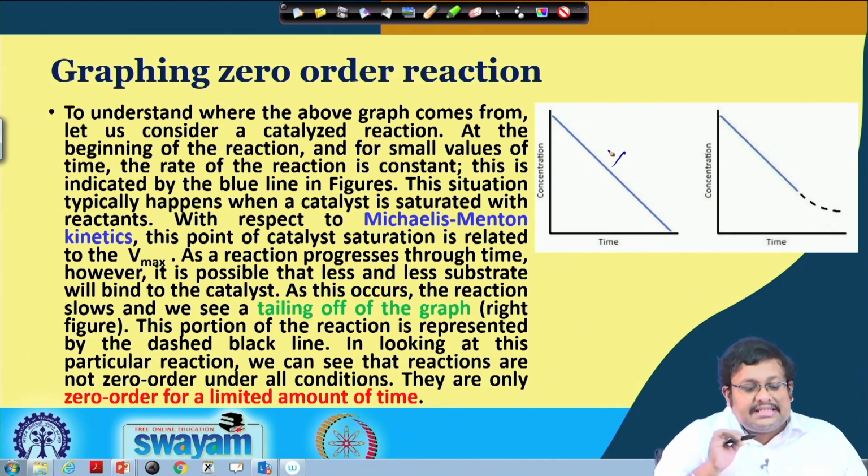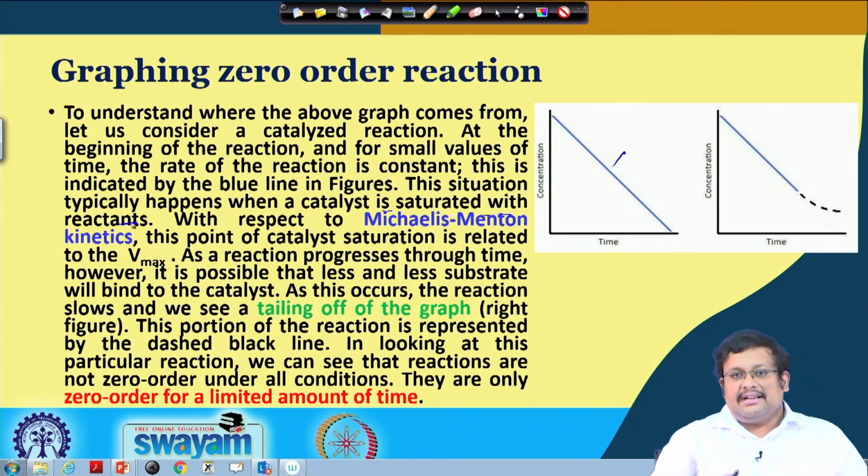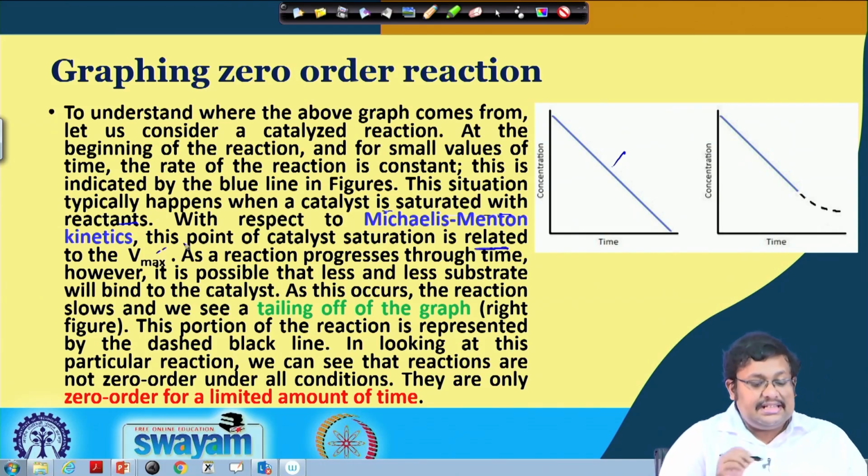Now, this situation happens when a catalyst is saturated with the reactants. When the catalyst active sites are already saturated with the reactants, this kind of situation may arise. With respect to Michaelis-Menten kinetics, which you already know, this point of catalysis or catalyst saturation is related to the maximum velocity, that is V max.